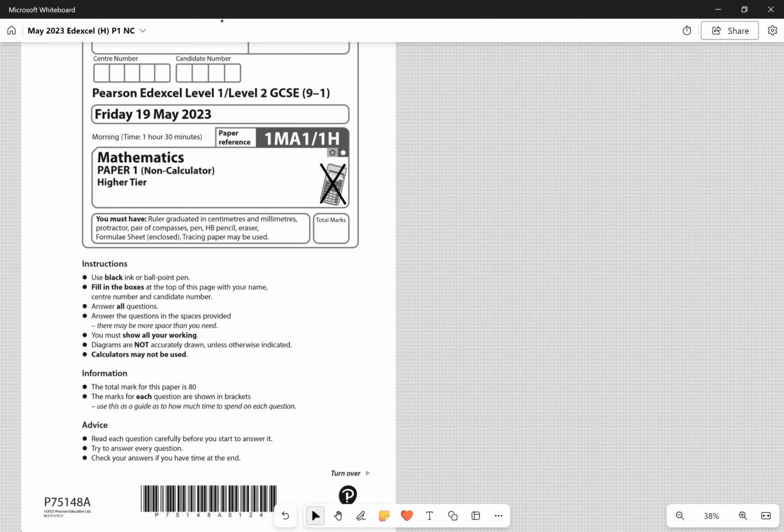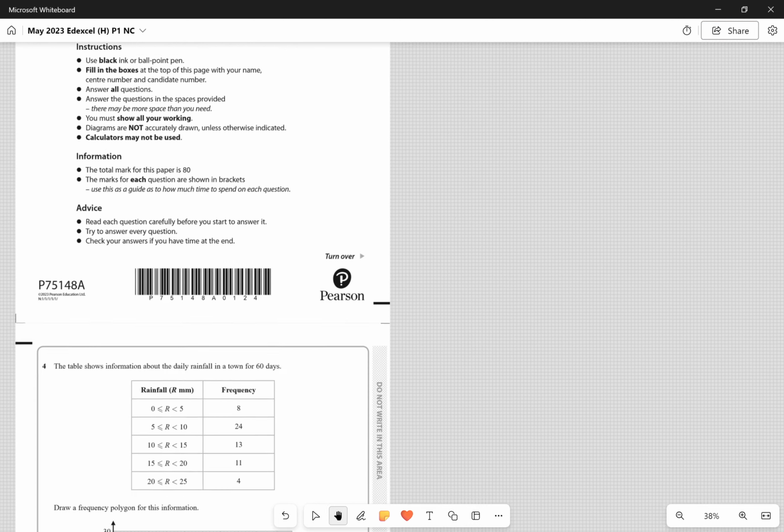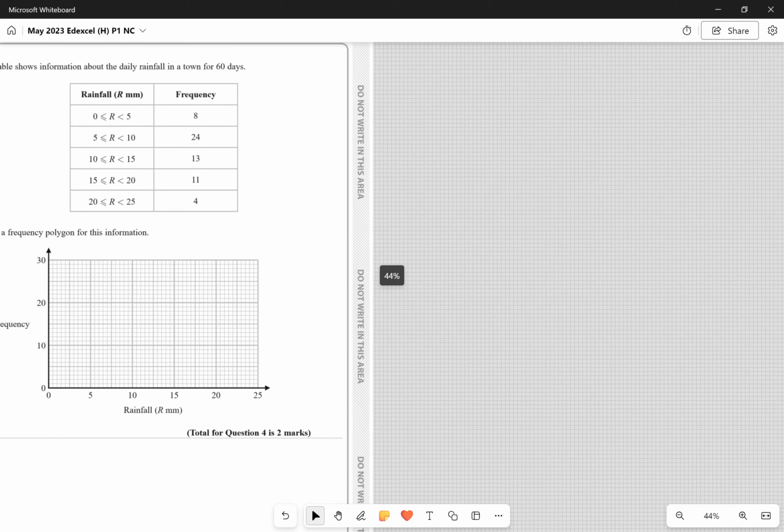Hello, today we're doing the Edexcel higher paper from May 2023. It's paper 1, which is a non-calculator paper, and we're going to do question 4. So let's read the question.